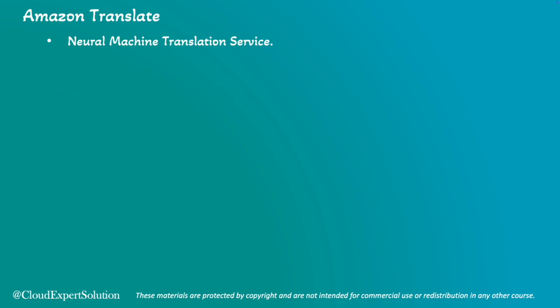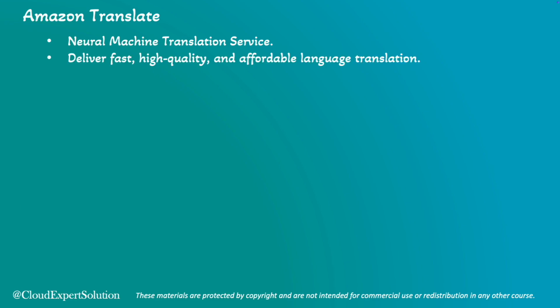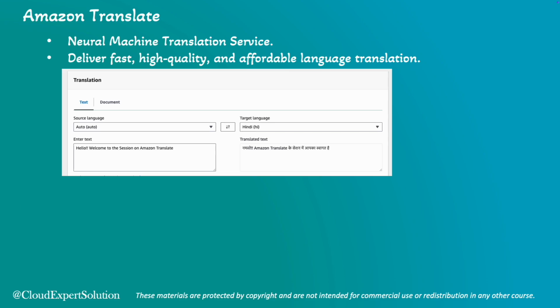Amazon Translate is a neural machine translation service provided by AWS. It delivers fast, high quality and affordable language translation, making it easy to translate large volumes of text efficiently. Here is an example of translation. I have tried to use a sentence, "Hello, welcome to the session on Amazon Translate." You can see it auto-detected the language, and in this example, I tried to translate into Hindi. And it is saying, "Namaste, Amazon Translation का session में आपका स्वागत है." It has correctly translated a sentence from English to Hindi.